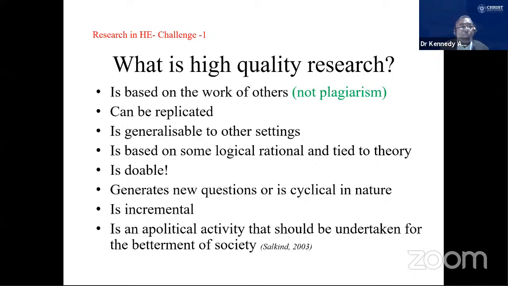So it is to be doable, generate new questions, or is cyclical in nature. So when one phase of the research ends, it has to lead to new problems, new understanding, and therefore it has to continue. It is incremental and it is an apolitical activity.